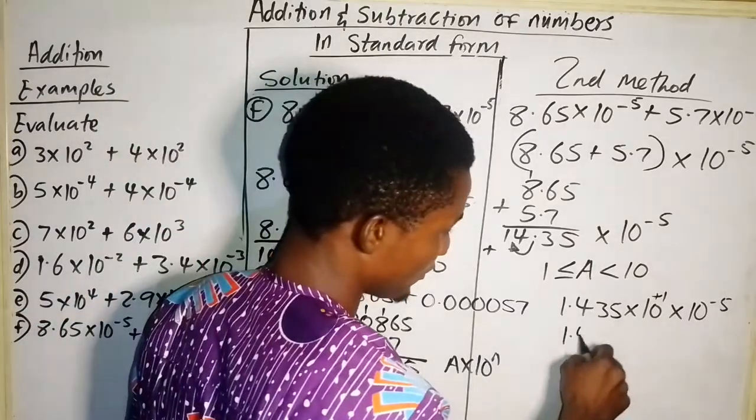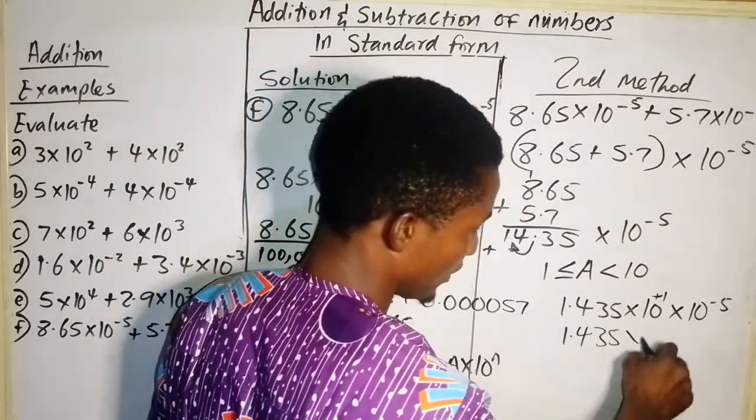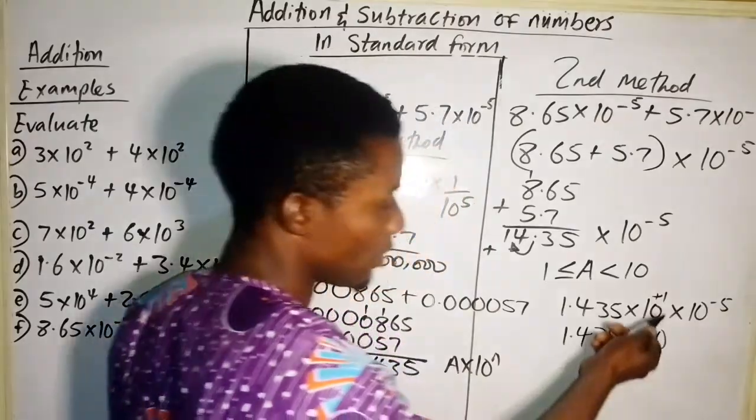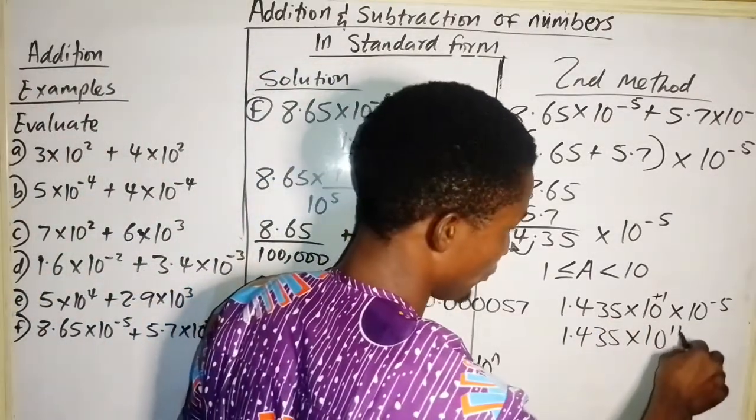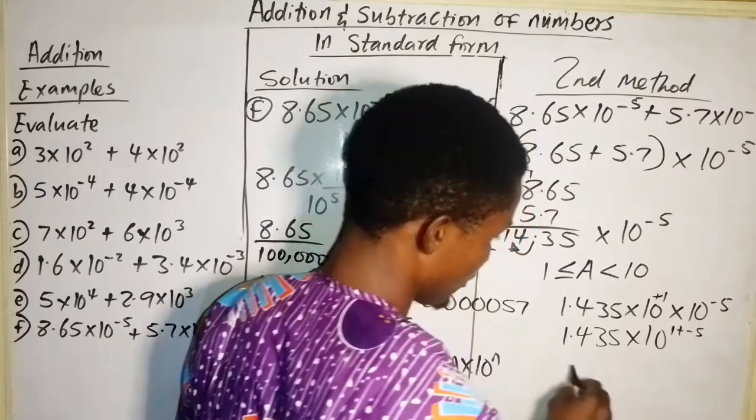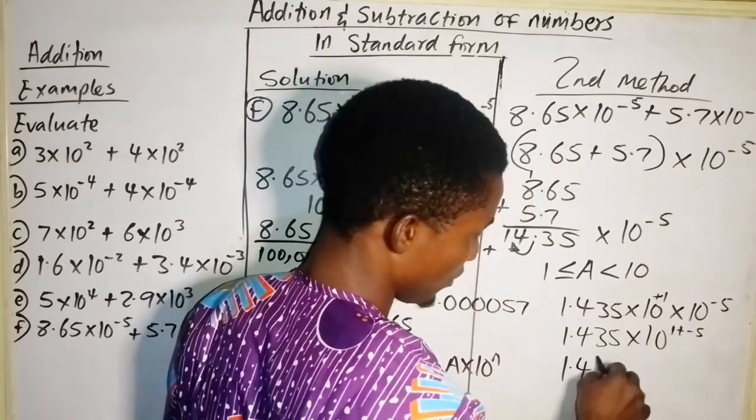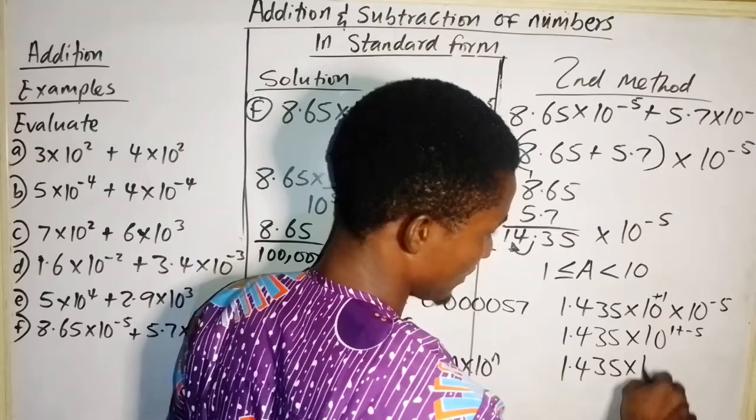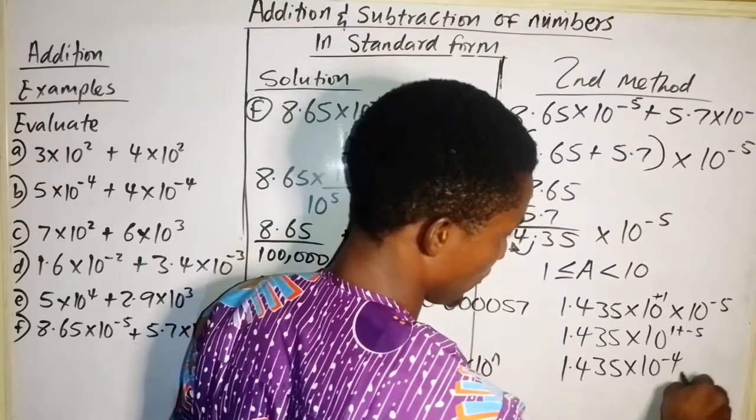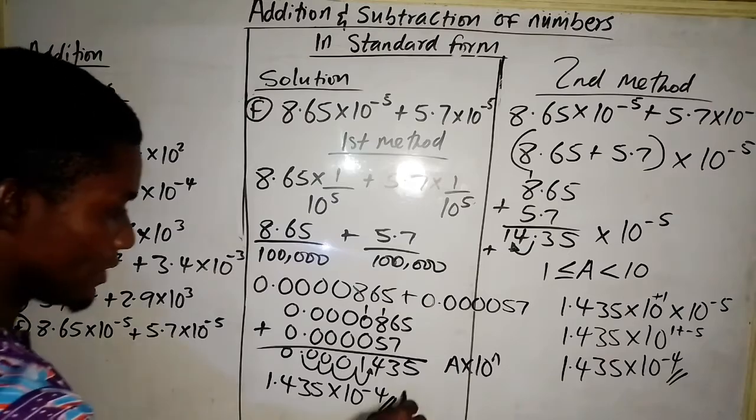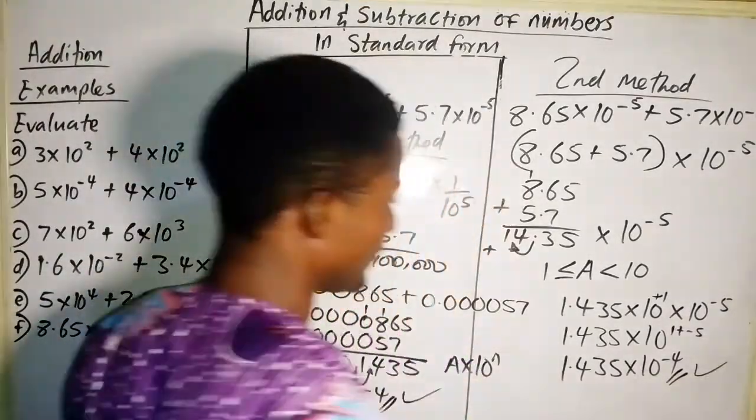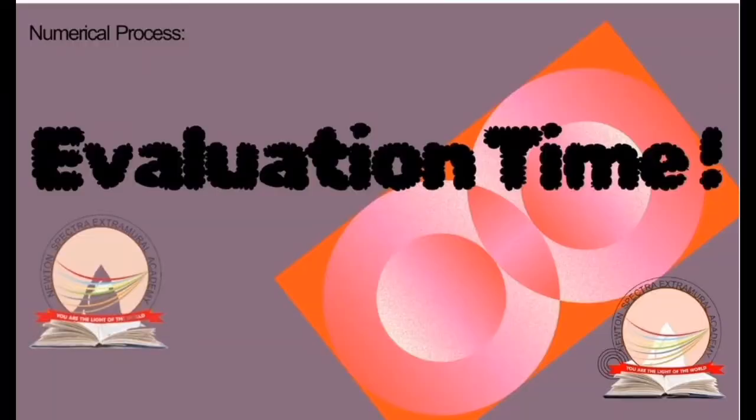So we have 1.435 times 10 raised to the power. We're going to apply our multiplication rule in indices here. So we have 1 plus minus 5. So this will be 1.435 times 10 raised to the power minus 4. So let's take a look at this. You can see our answer is also the same as the first method.